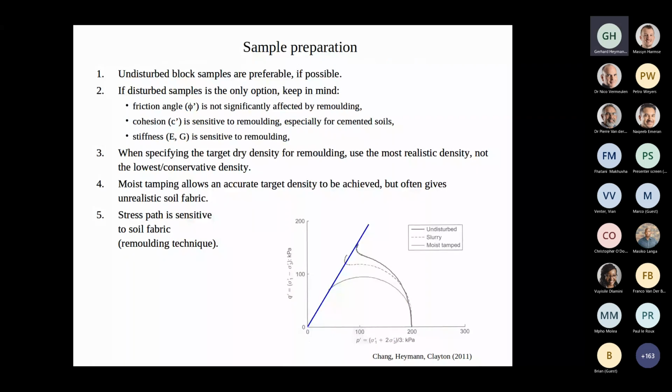Let's move on to sample preparation. If ever you have the choice, use undisturbed block samples. They give the best results in terms of quality. That is, the best sample you can send to a laboratory is an undisturbed block sample. Having said that, it's not always possible.